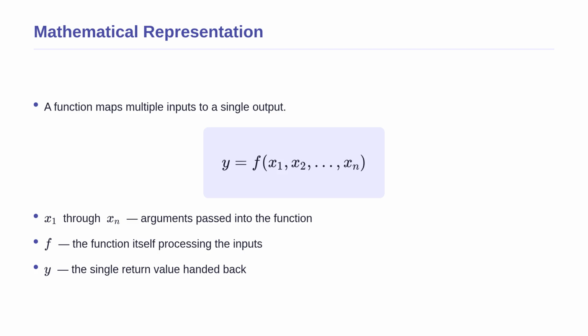In mathematics, a function maps inputs to an output. Here, the variables x1 through xn represent the arguments you pass into the function. The symbol f represents the function itself, which does the actual processing. Finally, the variable y represents the single return value that is handed back to the main program. If you change any of the x inputs, the resulting output y will change accordingly. This exact mathematical concept translates directly into how we build functions in programming.